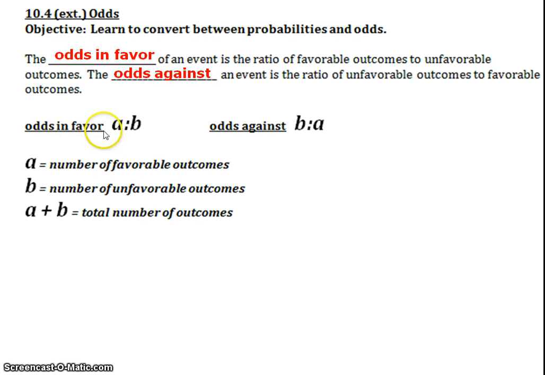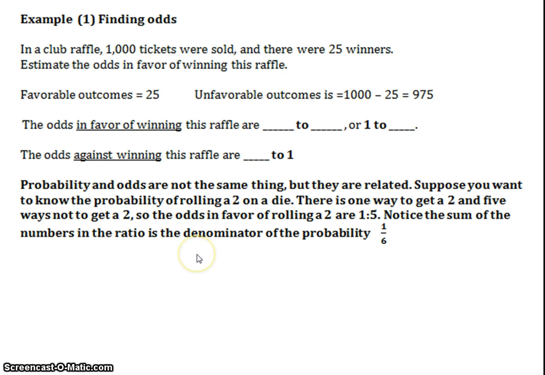Odds in favor would be A to B. Odds against would be B to A. A would represent the number of favorable outcomes, odds in favor. B would represent the number of unfavorable outcomes. A plus B is the total number of outcomes. So, probability and odds are not quite the same thing, but they are related.